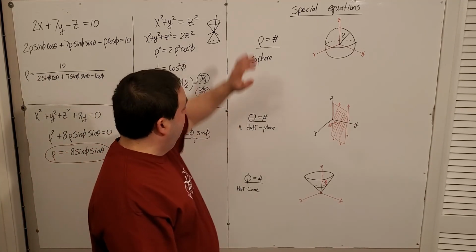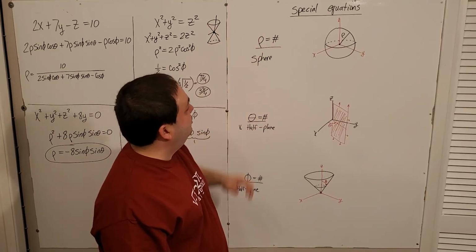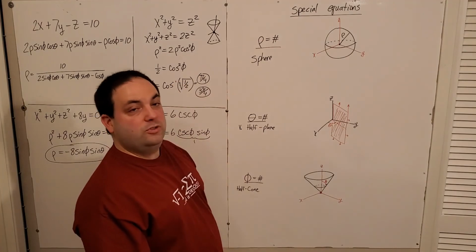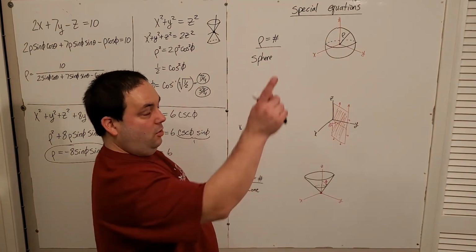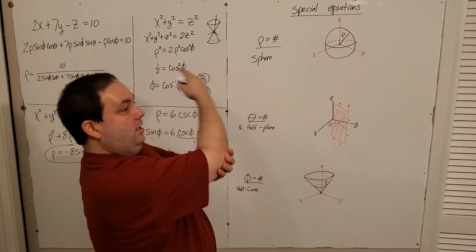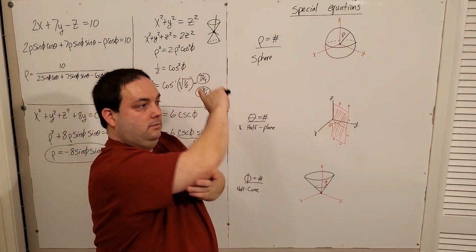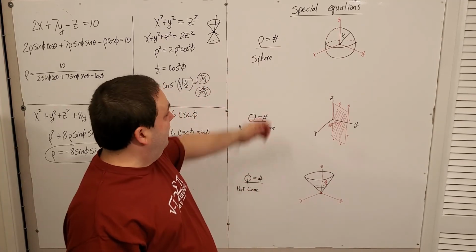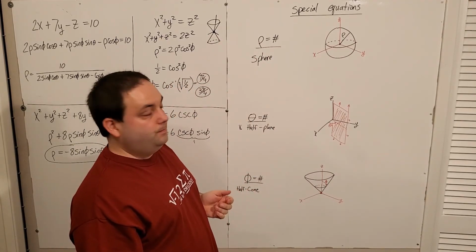Okay? And then again, to talk about the other two special equations here, this one should make sense to you because it's just the radius is equal to a constant number. So in other words, from the origin in all directions, right, it's all the same number. So you're going to get a sphere if you just have rho equals a number.